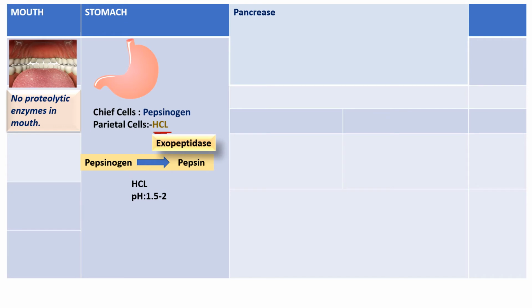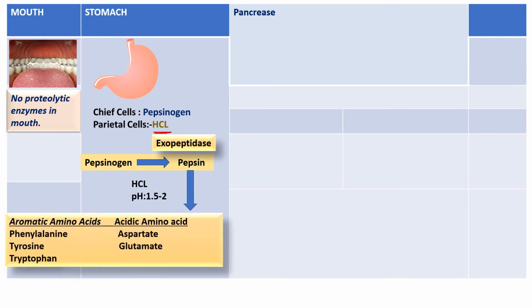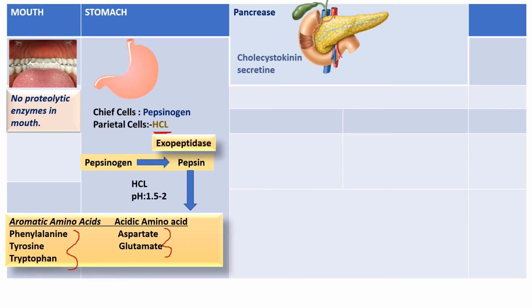Now this pepsin is an endopeptidase, and it acts on the peptide bond where certain amino acids participate in formation of the peptide bond. So the amino acids are aromatic amino acids and the acidic amino acids. Here these are phenylalanine, tyrosine and tryptophan, and the acidic amino acids are aspartate and glutamate. Now here you will get polypeptides.